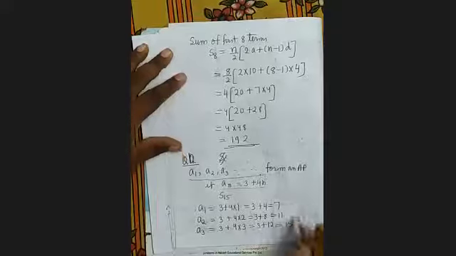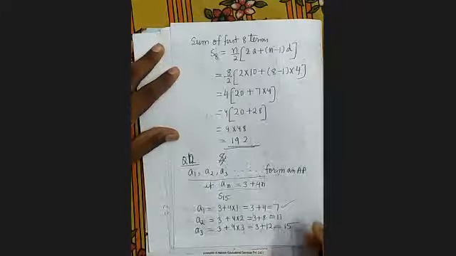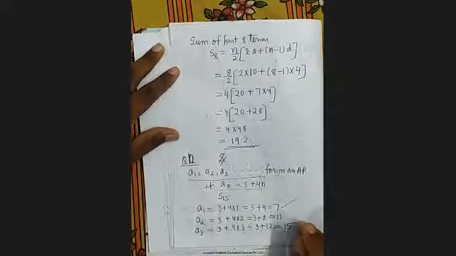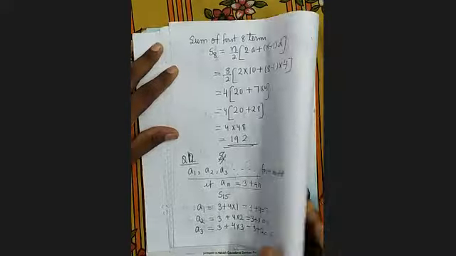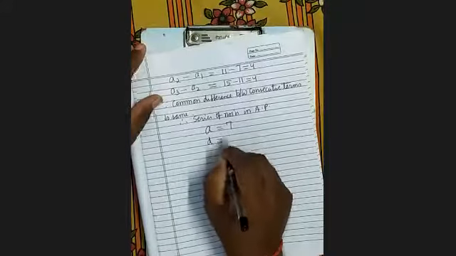Now what is a here? a is 7. What will be d? 4. So a equals 7, d equals 4.